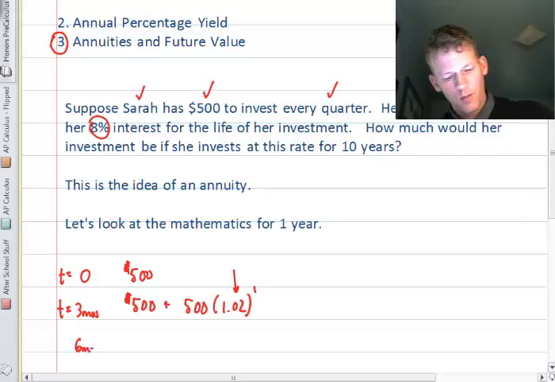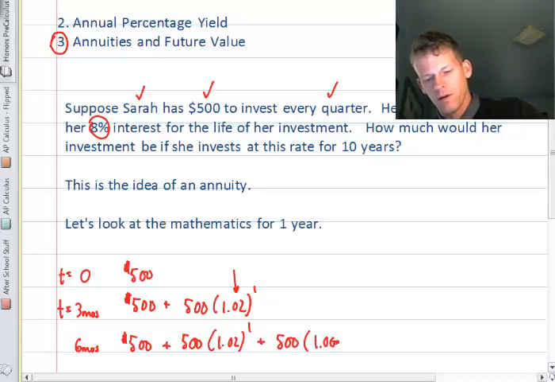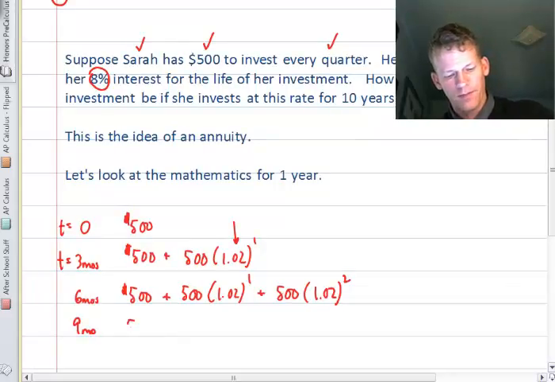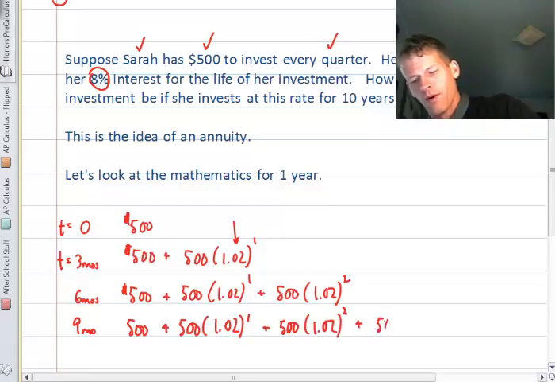Let's say we're at 6 months now. We have 500 that she invests today, plus the 500 from 3 months ago, which is at 1.02 times 1 investment cycle, which is a quarter, plus the 500 from the very beginning of the investment, and that's for 2 investment cycles. You can see that this progression is going to keep going and going. Now we're at 9 months, and she's got 500 plus the amount from last quarter, 1.02 to the first power, plus the amount from the quarter before that, 1.02 to the second power, plus the 500 from the very first, when she opened up the account. This would be 1.02 to the third power.